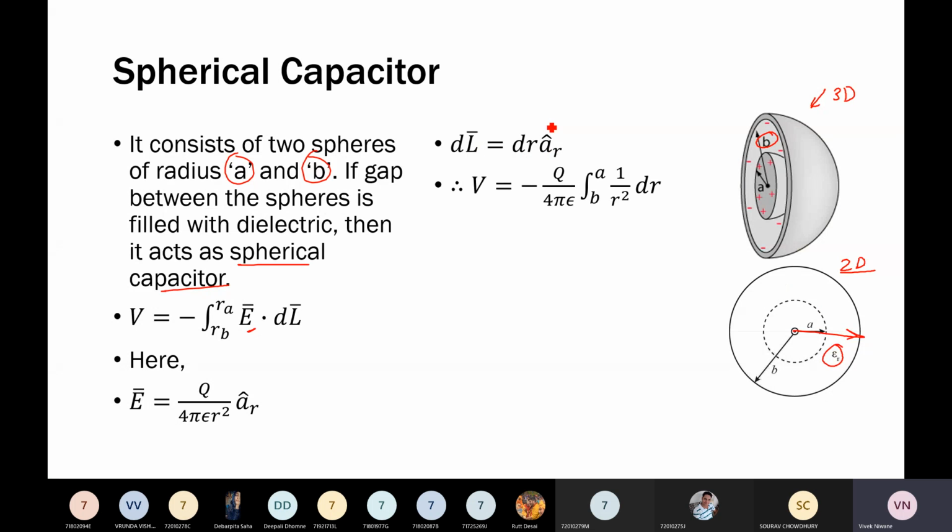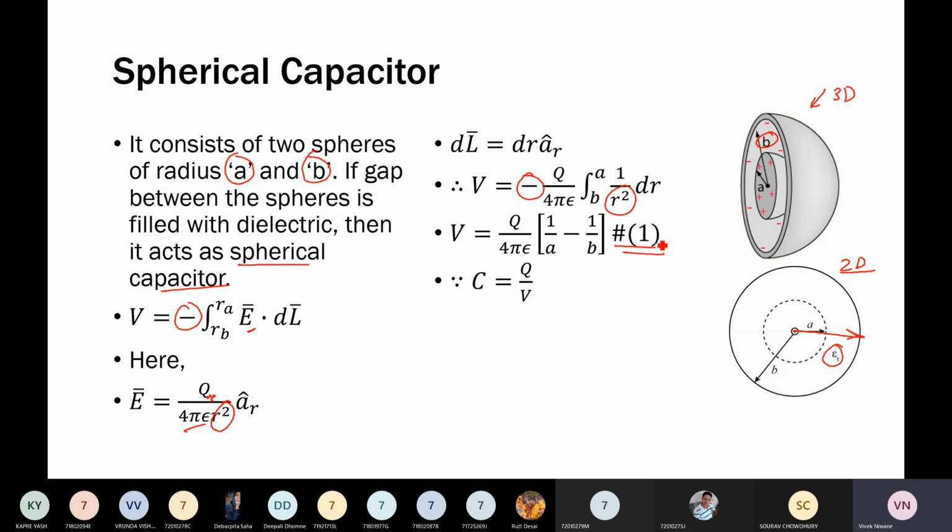Put the values into the integral. So we take out everything constant. Q upon 4 pi epsilon will be outside, and this negative is as it is over here. And a_r cap dot a_r cap will be 1. So we are left with 1 upon r square, okay, 1 upon r square, from the outer radius to the internal radius, so b to a are the integral limits. Solving the integral, we end up with V is equal to Q upon 4 pi epsilon times 1 upon a minus 1 upon b. Let us say this is equation number 1.